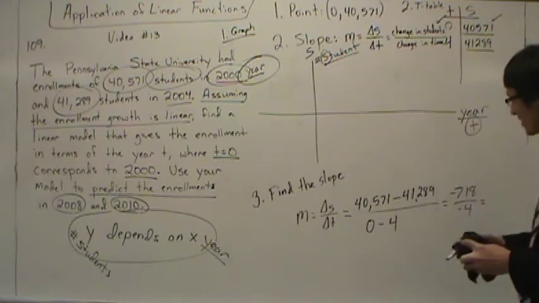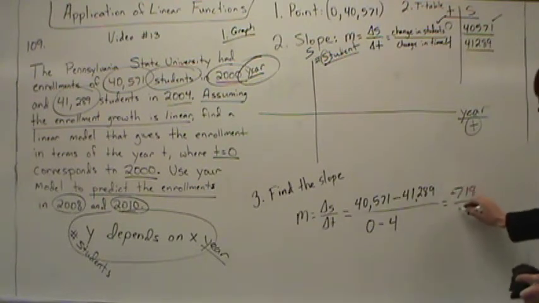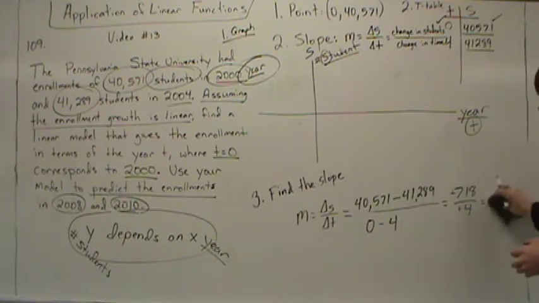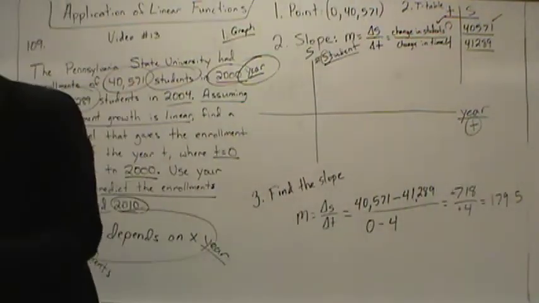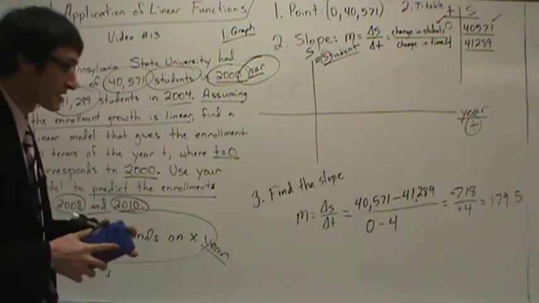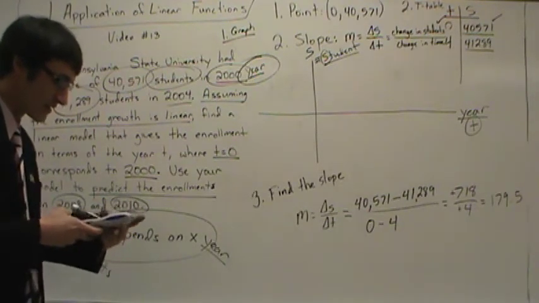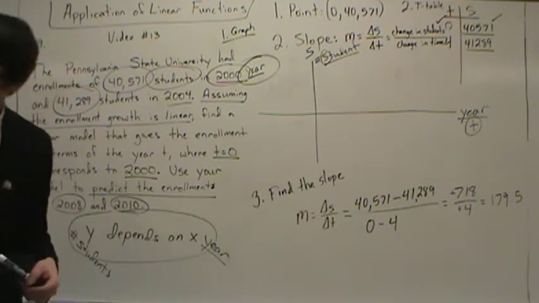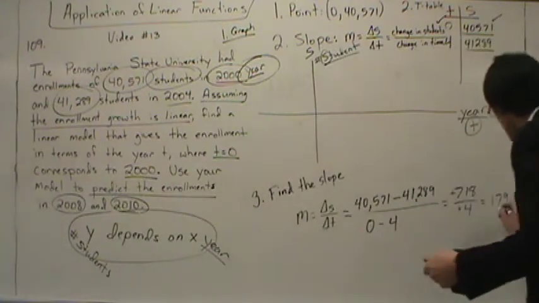Now, notice that you have 2 negatives. The 2 negatives will cancel and become positive. 718 divided by 4 is 179.5. I believe that's correct. Now, let me just double check all the math there so I don't make a mistake.